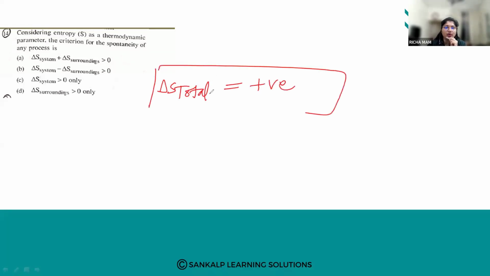any process is. So remember that for any spontaneous process, the entropy, that is delta S, the total entropy on the system, will always be positive. So it is option number A. The total entropy of the system plus the surroundings will always be positive. So option number A is the answer. Yes, very good.